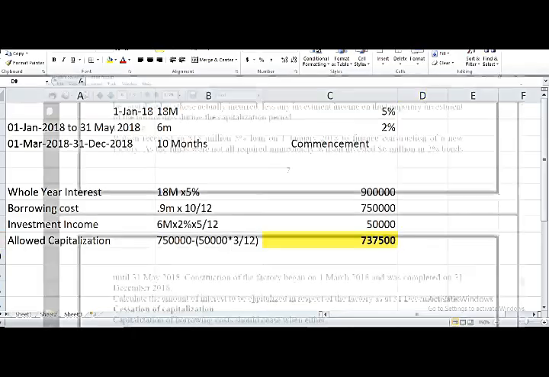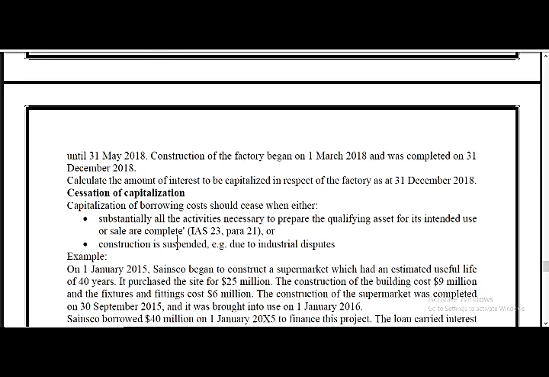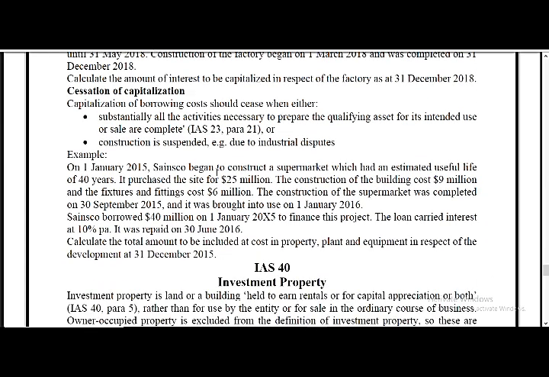So moving forward, this is the commencement of capitalization. Now, cessation of capitalization says when you should cease capitalization. Capitalization of borrowing cost ceases when substantially all the activities necessary to prepare the qualifying asset for its intended use or sale are completed. Or when construction is suspended, or due to industrial disputes. At that time, whatever has been capitalized stays capitalized, and furthermore it will not be capitalized.